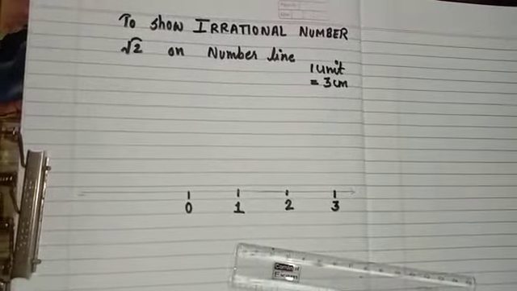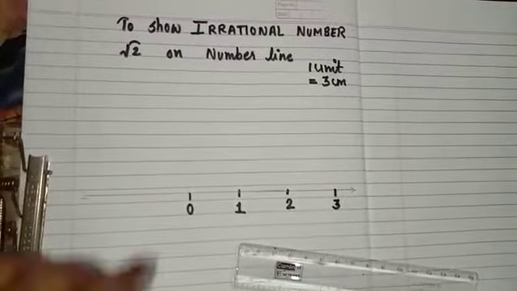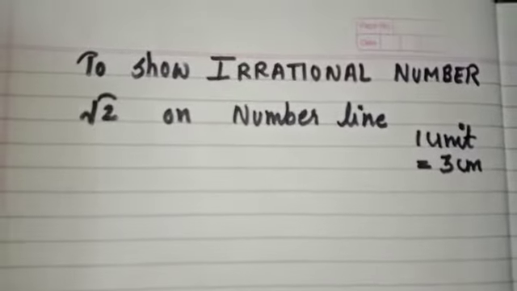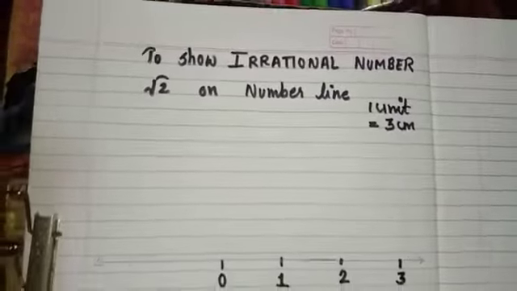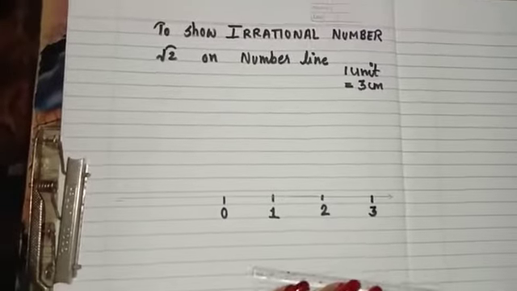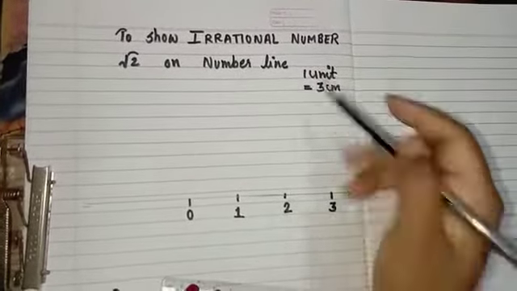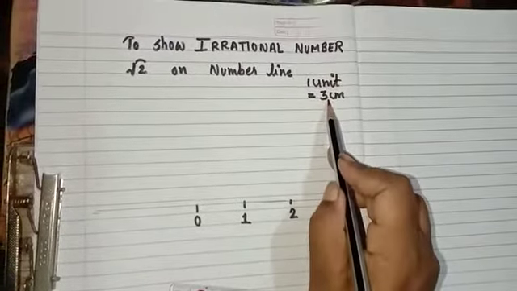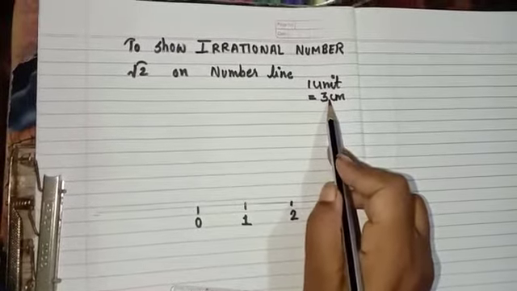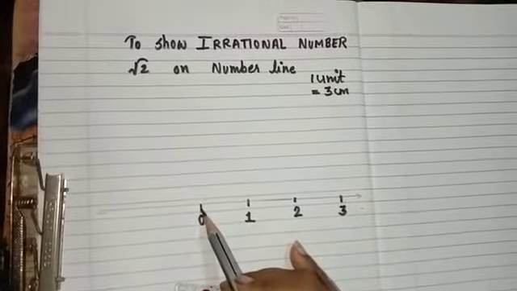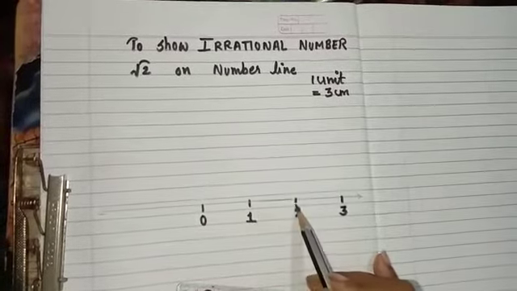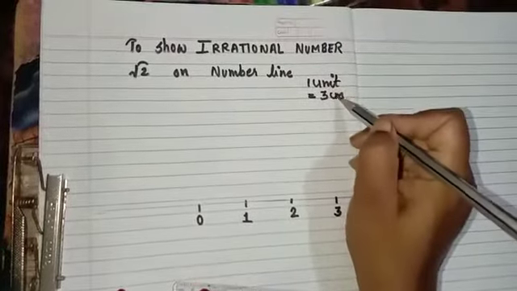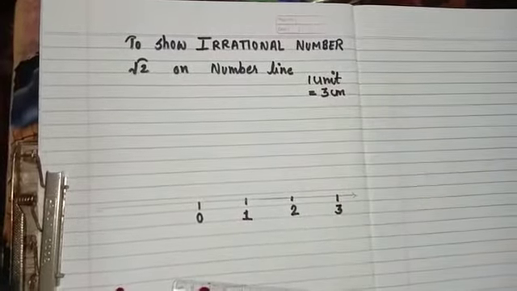What exactly do we have to represent? We have to represent root 2, which is an irrational number. For that we have drawn the number line taking the proper scale: 1 unit is equal to 3 centimeters. And 1 unit is the distance between 0 to 1, 1 to 2, 2 to 3. We have taken 1 unit as 3 centimeters.